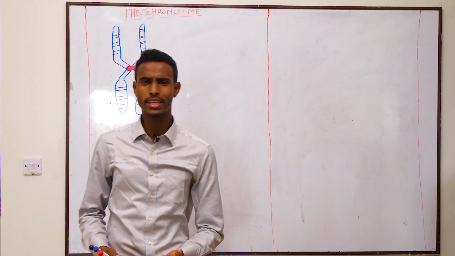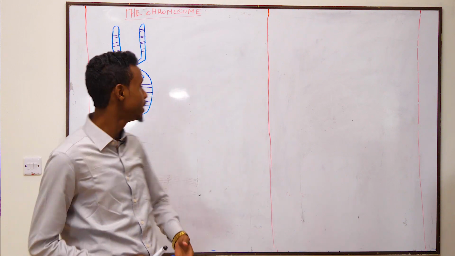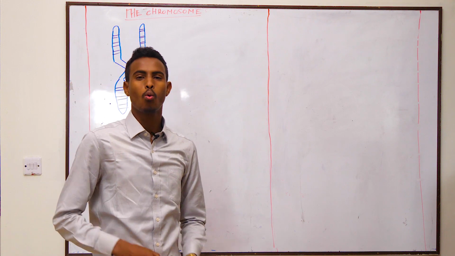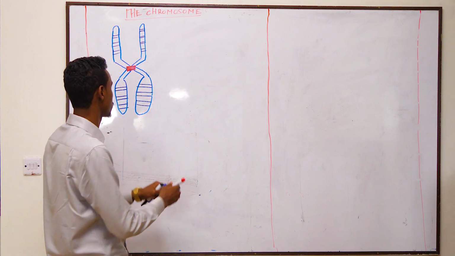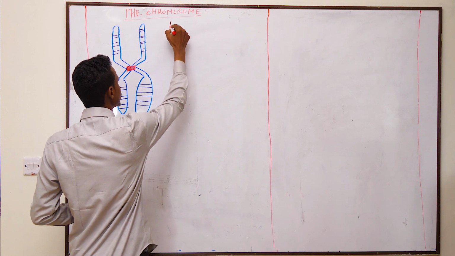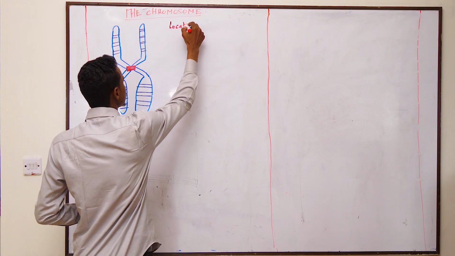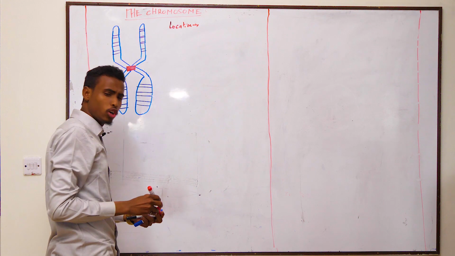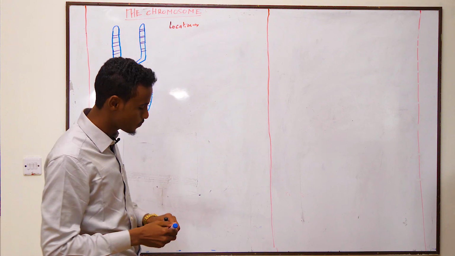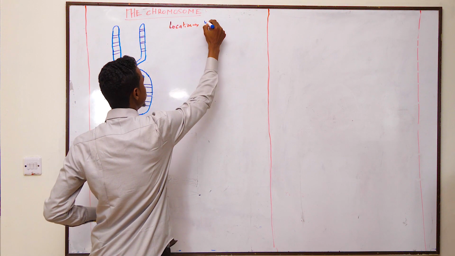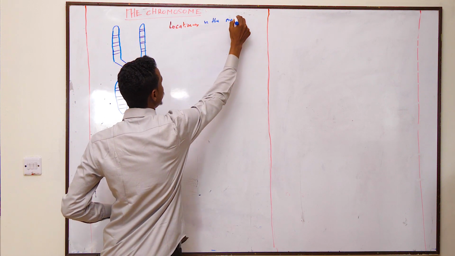The first thing we need to understand, when we are discussing the chromosome, is where the chromosome is first located. Let's look at the location of the chromosome. The chromosome is found in the nucleus. It is located in the nucleus.